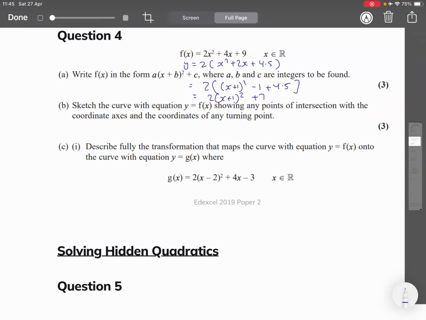Okay, so rather than just dividing the first two things by 2, divide the whole thing by 2, complete the square, and then tidy up again and times by 2. If I was to sketch that, I just know that the minimum point is minus 1, 7. And we've got a U-shaped curve, okay? We need the y-intercept as well. The y-intercept is found when x equals 0. So I get 0 plus 0 plus 9. So that must be 9.